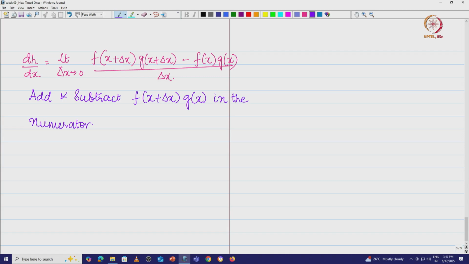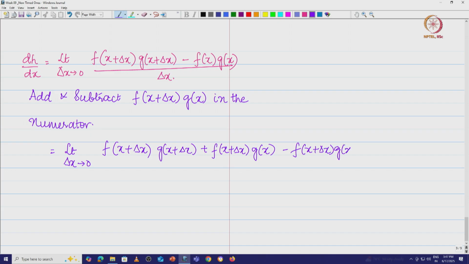Now what are we going to get? This is nothing but the limit delta x tending to 0 of f of x plus delta x into g of x plus delta x, plus f of x plus delta x into g of x, minus f of x plus delta x into g of x. Effectively, these two cancel out and it becomes 0. I am just going to add these two things, minus f of x into g of x, divided by delta x.